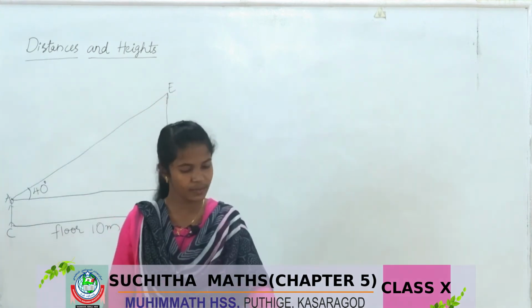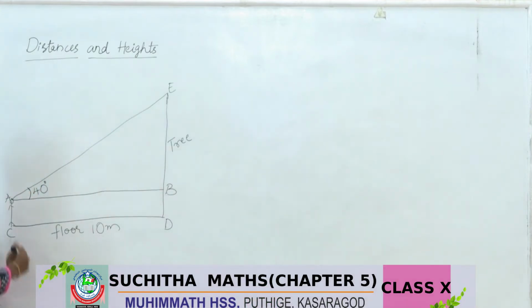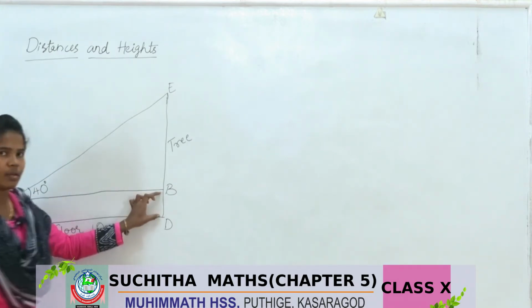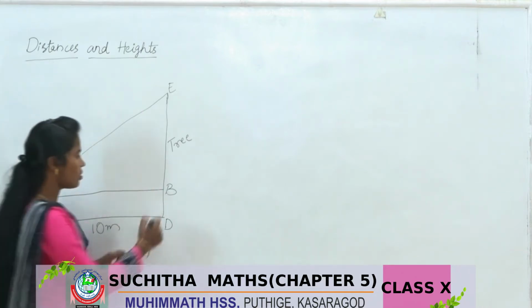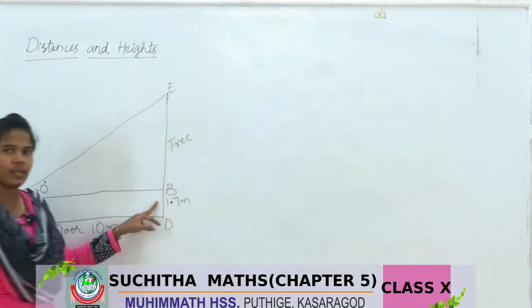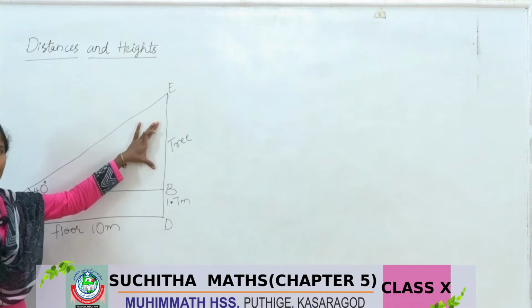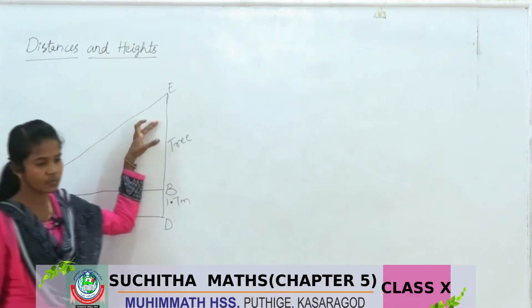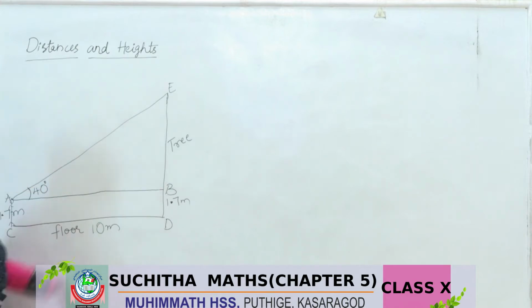And given the height of the man is 1.7 meter. So AC is equal to BD, because these two are parallel lines. Therefore, this distance is also 1.7. This distance is equal to the height of the man. So we have to calculate the total height of the tree. What is the height of the tree? We have to calculate the total height of the tree.